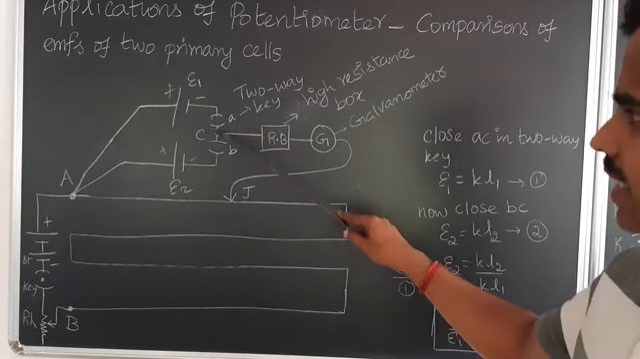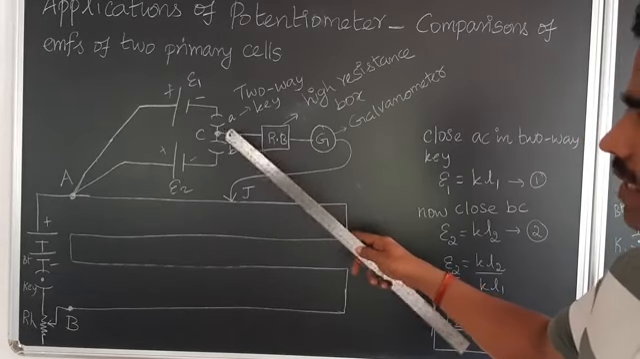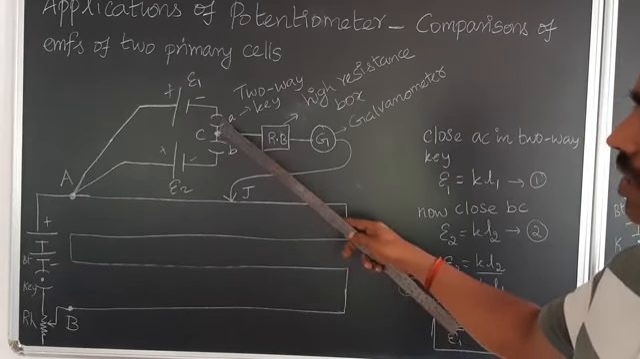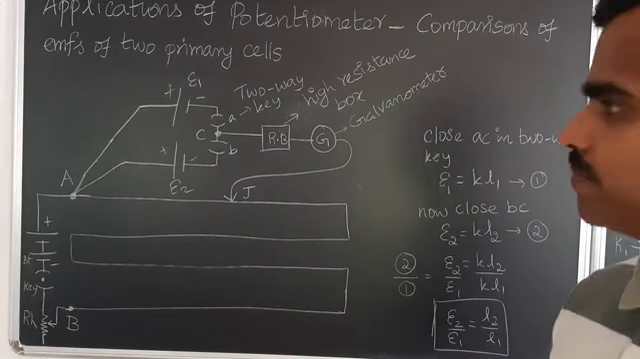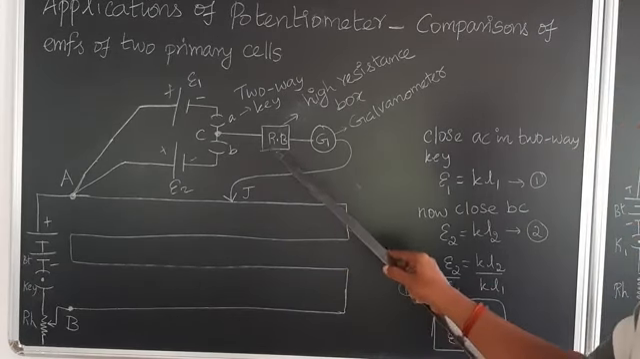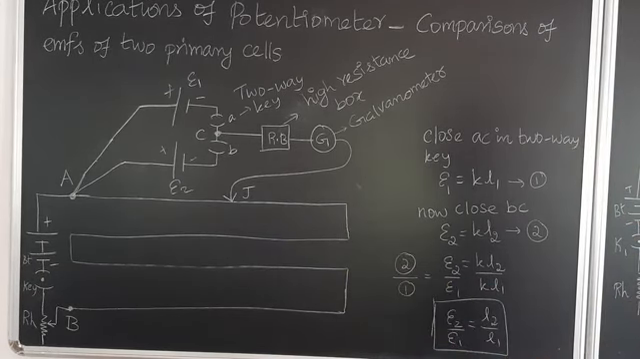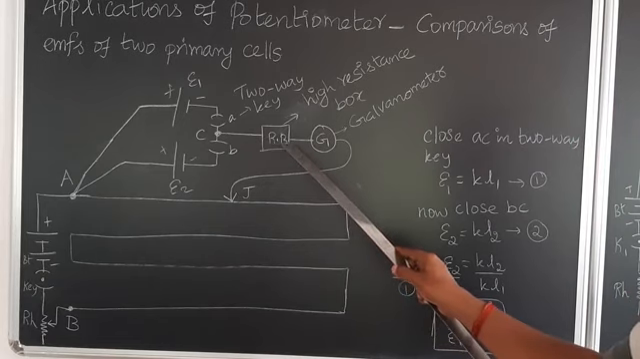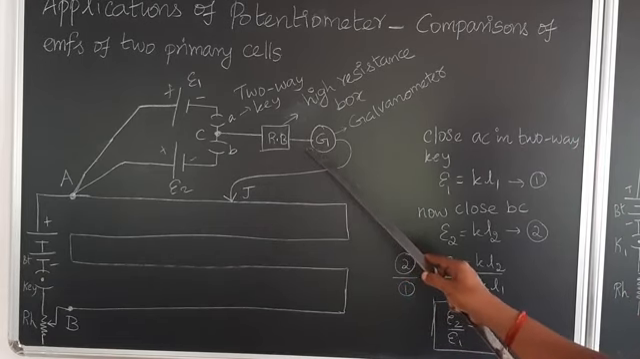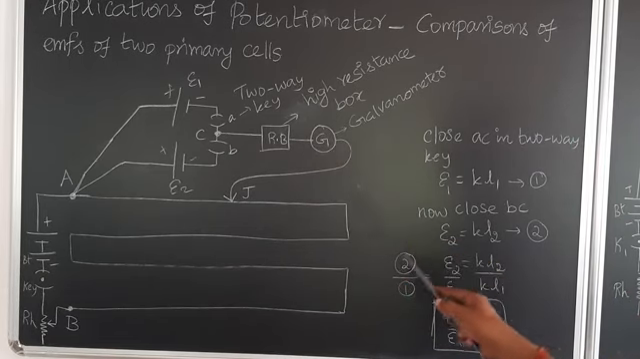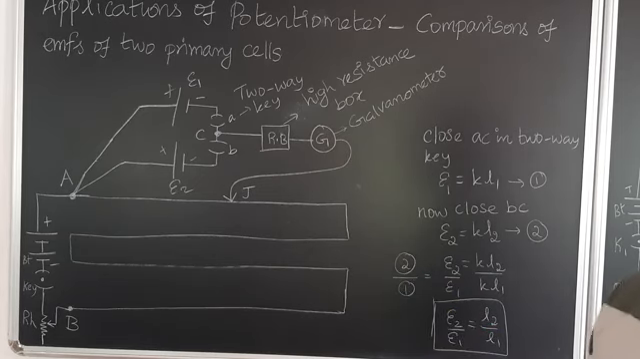The other side of the keys is connected to the point C. From this point to this, and this point to this, is connected to the point C. From that C, this RB indicates a high resistance box, and from the other end of the resistance box I connected a galvanometer, and the other side of the galvanometer is connected to the jockey. The jockey slides over the wire.